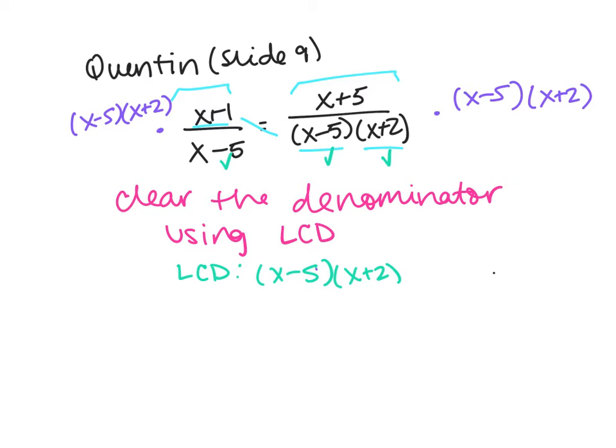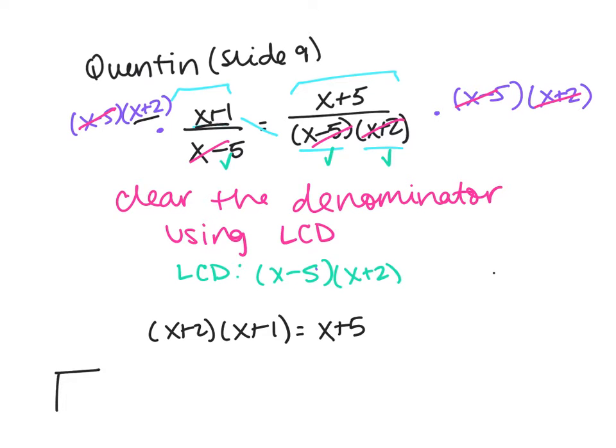When we do that, we can cancel some stuff out. The x minus 5's cancel, the x plus 2's cancel. Awesome, that's the goal. On the right side, we're just left with x plus 5. On the left side, the x minus 5's cancel, the x plus 2 is still there. So the left side has x plus 2 and x plus 1. And now we can solve from here as we would a normal problem. In the example on that slide, it shows the solving steps from here, how that all worked out.